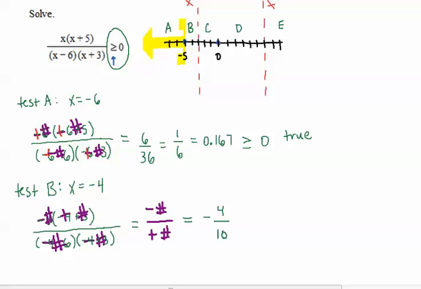-4 over +10, which is negative what? 2/5, right? You can say that. Or you can just say -4/10. Is -4/10 greater than or equal to 0? No, it's not. That's false. Not surprising that it doesn't work in here.